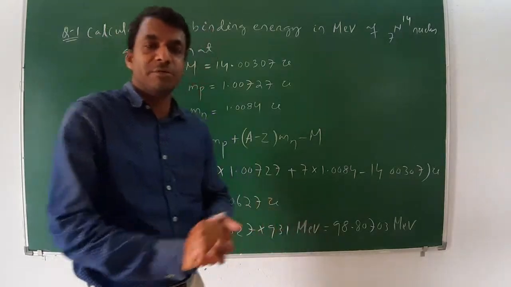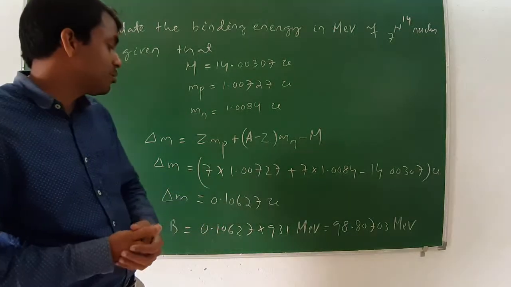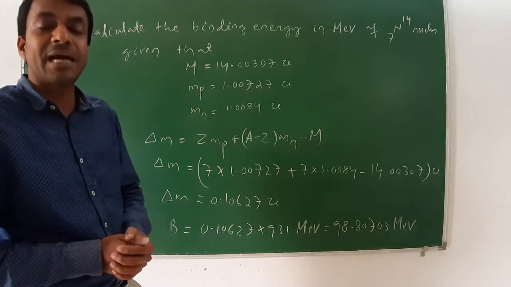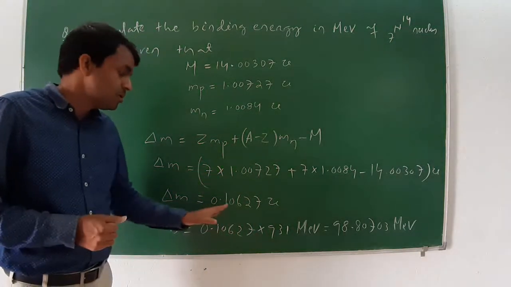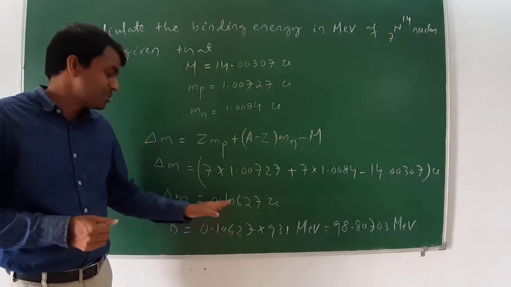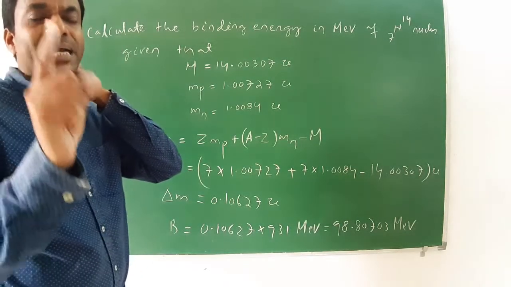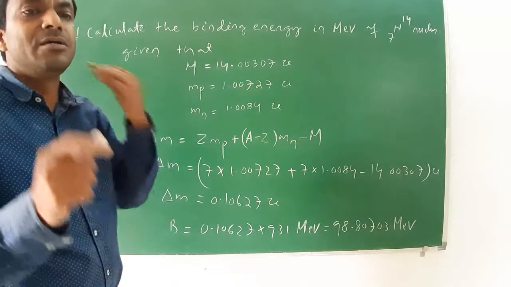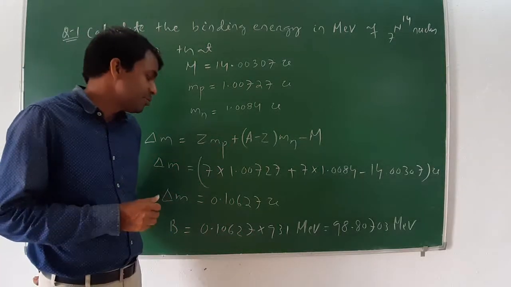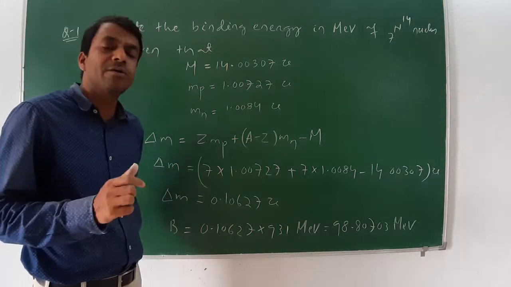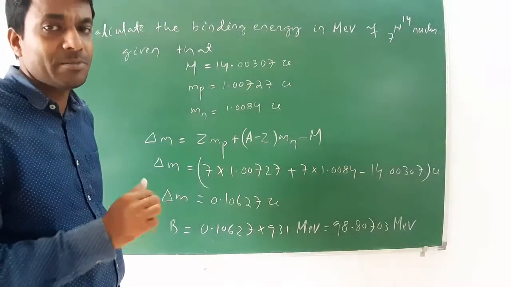0.10627 atomic mass unit. Now, the amount of energy that is equivalent to 0.10627 atomic mass unit is the required binding energy. Means B is equal to 0.10627 times 931 mega electron volt, because one atomic mass unit is equivalent to 931 mega electron volt. Therefore, 0.10627 atomic mass unit is equal to 0.10627 times 931 mega electron volt.